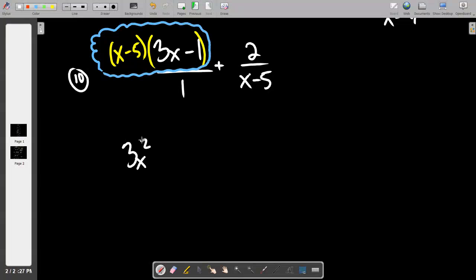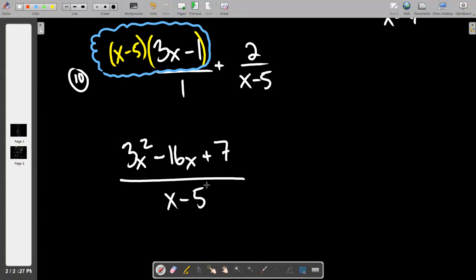And we get 3x squared minus 16x plus 7 over x minus 5. Did you already put that too? I did, because I did the negative 5 times the negative 1, which is 5, and then I just said, heck, let's just add the 2. Why not, right?